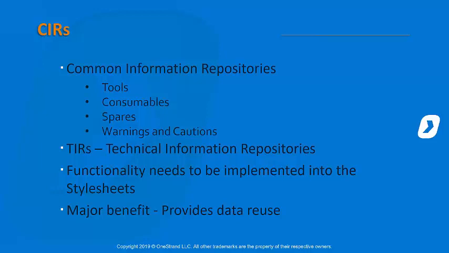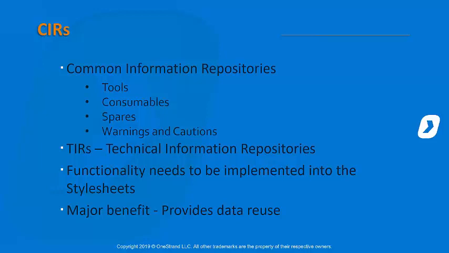So we need to know, are we using them? And of course, if we are going to use them, then we also need to look at it from a style sheets perspective. Yeah, because we need to understand how that CIR information gets presented into the deliverable. Because it is dynamic, isn't it? Because you're extracting the content as you're publishing, aren't you?